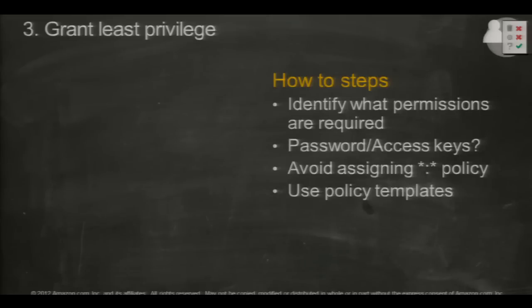How-to steps. Of course, identify where permissions are needed for the specific task. Think through, does the user need a password? Does he need to use the console? Does he need access keys? Are there applications he needs to run that require access keys to interact with the APIs? That is also least privilege. If the user is only going to be using the console, do not create access keys. Least privilege.